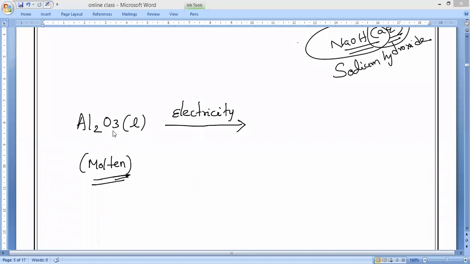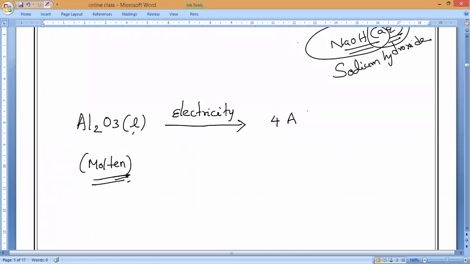So if we take aluminium oxide in liquid state, which we can say is molten state, it will give you aluminium metal, which is also in liquid state, plus oxygen gas, which is in gaseous state. Aluminium metal is in liquid state, but oxygen is in gaseous state. So we can say it decomposes into aluminium metal and oxygen gas.